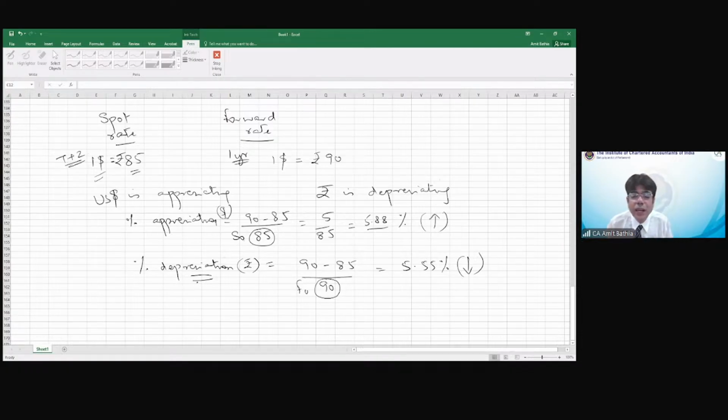So I'm writing over here 90 minus 85 upon, since it is pricing currency, so I write forward rate. Here it is quoted currency, so I write spot rate. Are you with me? Right? Yes, sir.